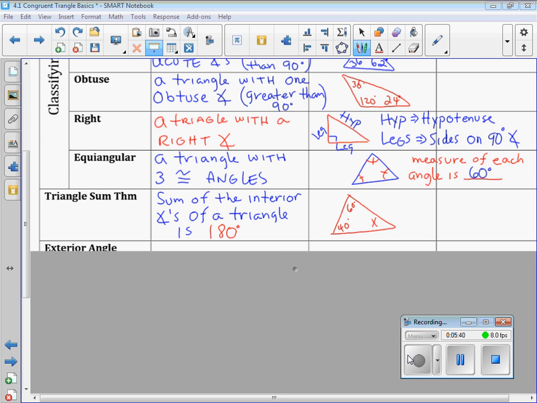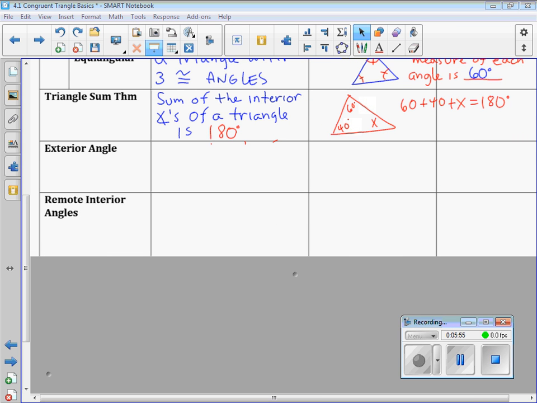Well, using that theorem and the triangle here to the right, I could write the equation. And so 60 plus 40 plus x equals 180. So the sum of the angles equal 180. I could simply use my math skills to solve.